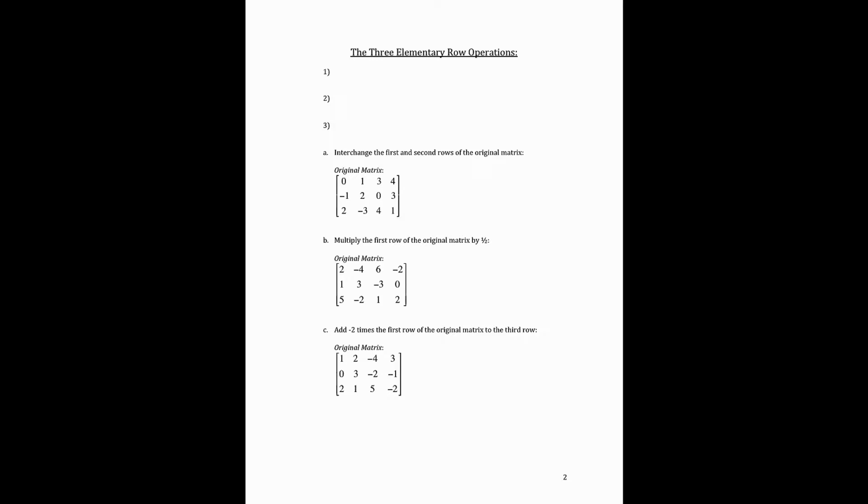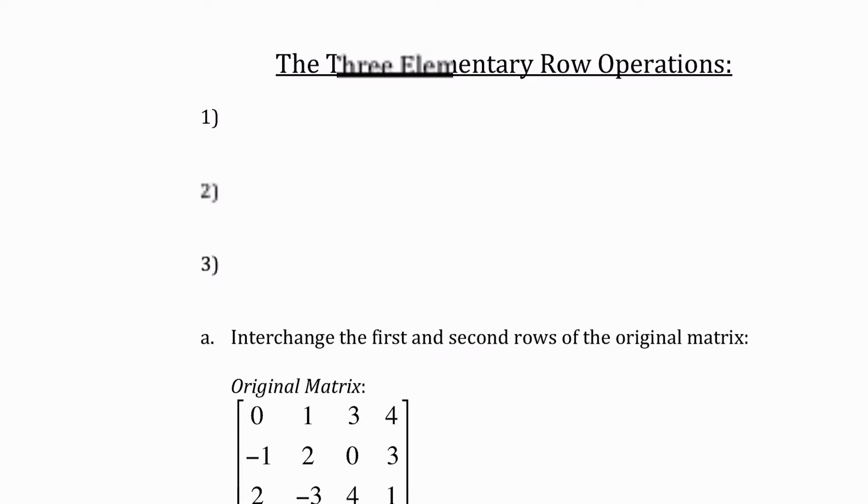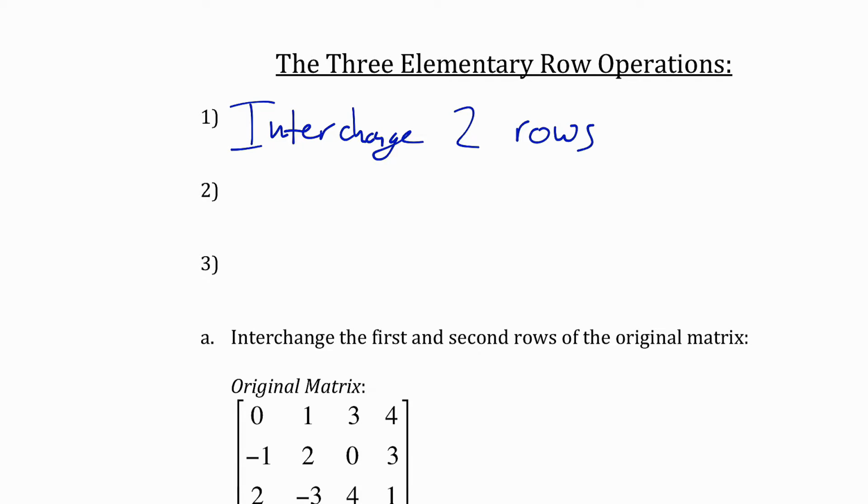Just like we had with systems of equations in Unit 7, we've got three elementary row operations that we can use with these matrices. So one option we have is interchange, in other words, swap two rows. We kind of did that a little bit last unit. Another option is multiply a row by a constant.